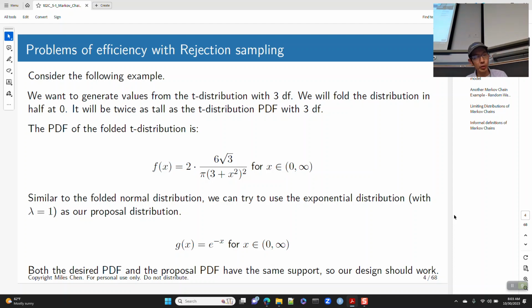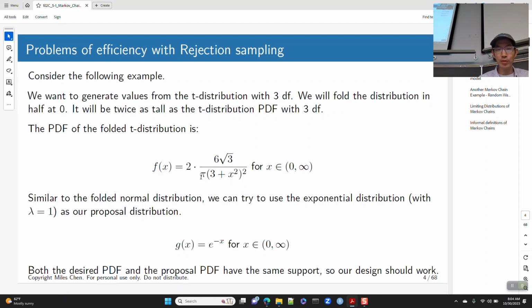So let's say you wanted to generate values from the t-distribution, okay? Let's say we do the t-distribution with 3 degrees of freedom, and we're also going to fold it. So we have the folded normal, but now we also have the folded t-distribution. The t-distribution and normal distribution are similar, but the t-distribution has heavier tails. If you look up the formula for the PDF of a t-distribution, it looks like this: 6 root 3 over pi, and apparently that is the constant needed to normalize it.